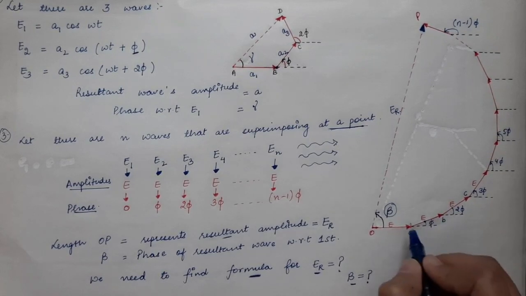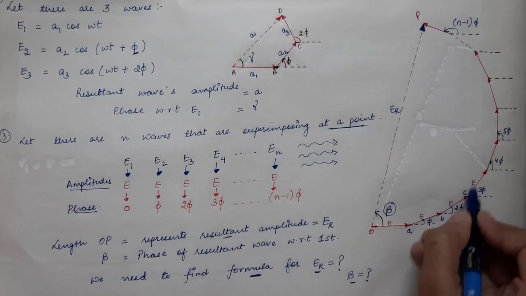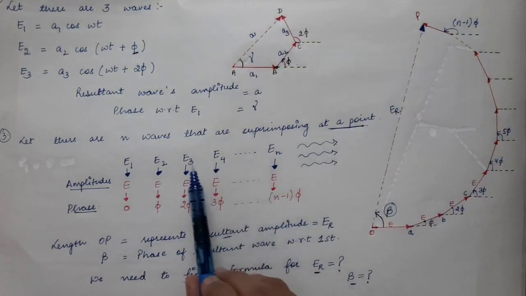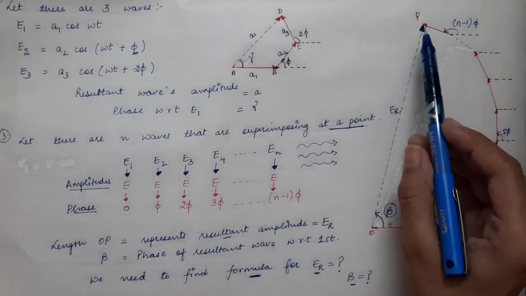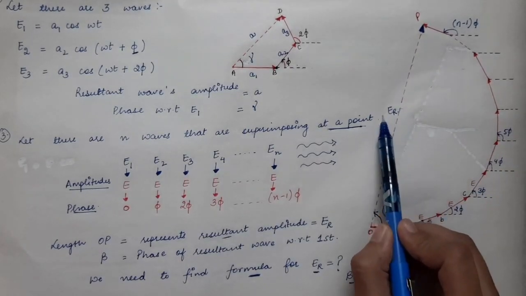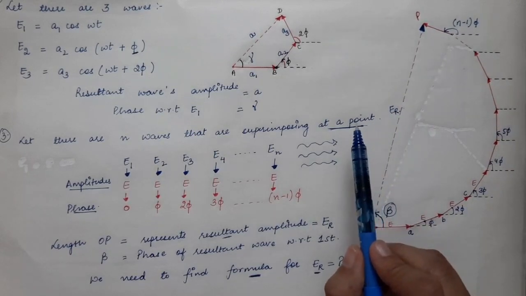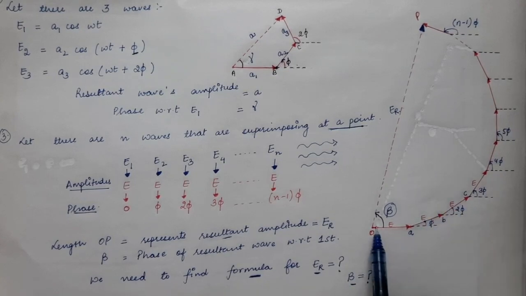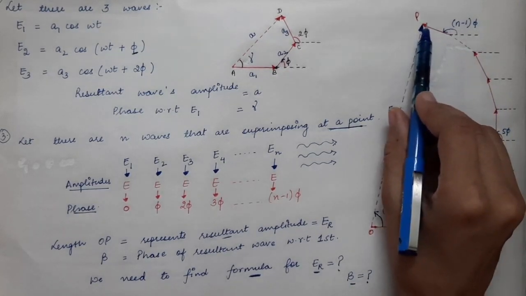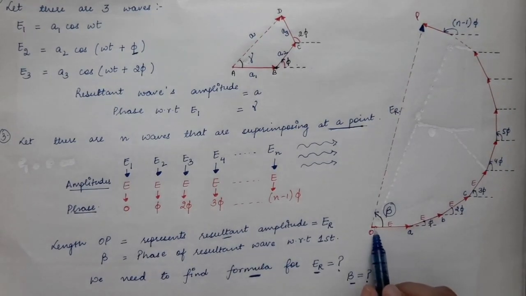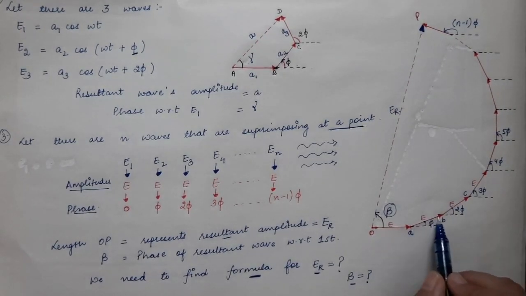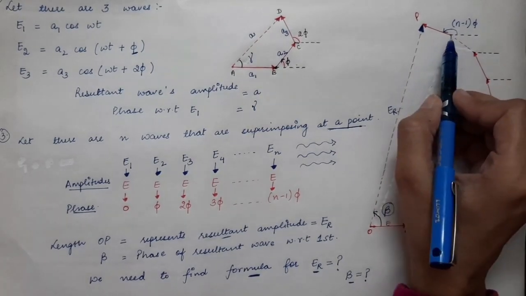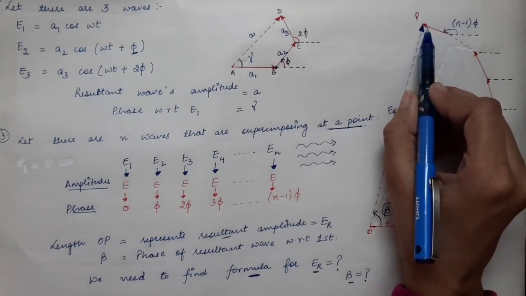These are the vectors: the first vector, second vector, third vector, fourth vector, and so on. These n waves superimpose, and the resultant wave we get is this OP vector, and the amplitude of the resultant wave is ER. First of all, we will find the horizontal components of all these small vectors: the horizontal component of the first vector, then of the second vector, then of the third vector, and so on, up to the horizontal component of the nth vector.